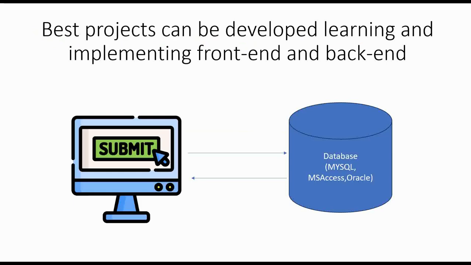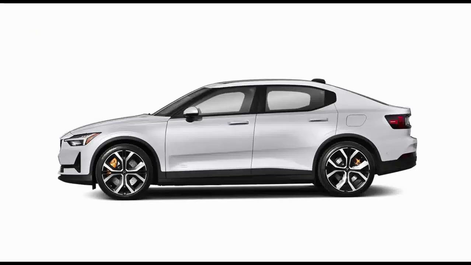So how can you build a simple and the best project? By developing a front end and a back end for your project. Now, what do you mean by a front end? If you look at a car, it is very beautiful because it has the seats, the tires, the overall make of the car looks very beautiful and it attracts the buyer to buy it.